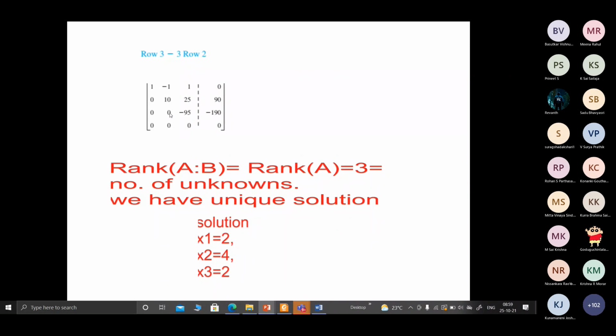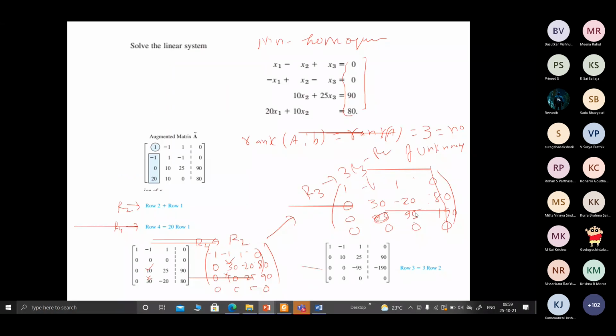How do you write that solution? Write it by backward substitution. Minus 95 x3 is equal to minus 190, or for us it is plus; it doesn't matter. 95 x3 is equal to 190. So x3 is 190 by 95, which is 2.